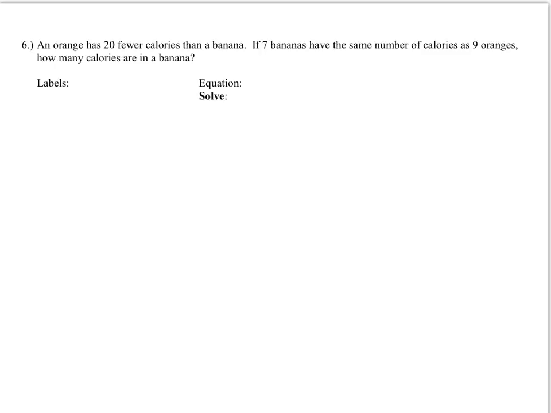All right, again, I encourage you to try to do the labels and the equations, and this one actually says solve. I encourage you to try to do it on your own. So I would stop the video, read it, and give it a try.